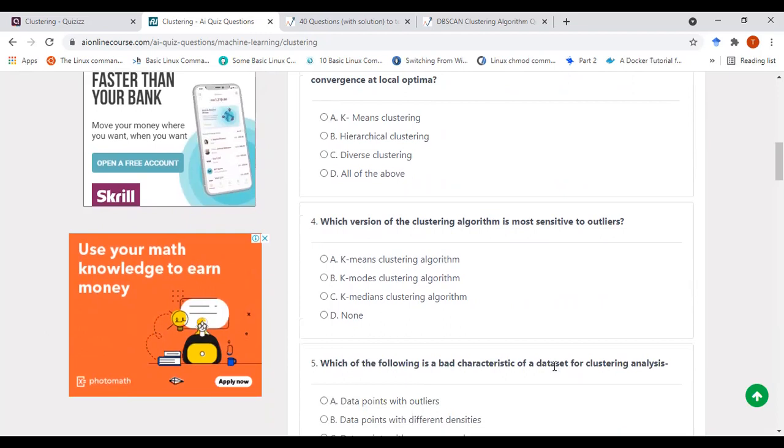Which version of clustering is most sensitive to outliers? K-mode, I think, is used for string-based data clustering. There are two algorithms. CLOP is one of them for string-based data. CLOP and K-modes or K-medoids. This is used for string-based data. I have used CLOP. Most sensitive to outliers: median will not be sensitive to outliers. Mean will be sensitive to outliers. Because if you take the mean of an outlier, then mean.